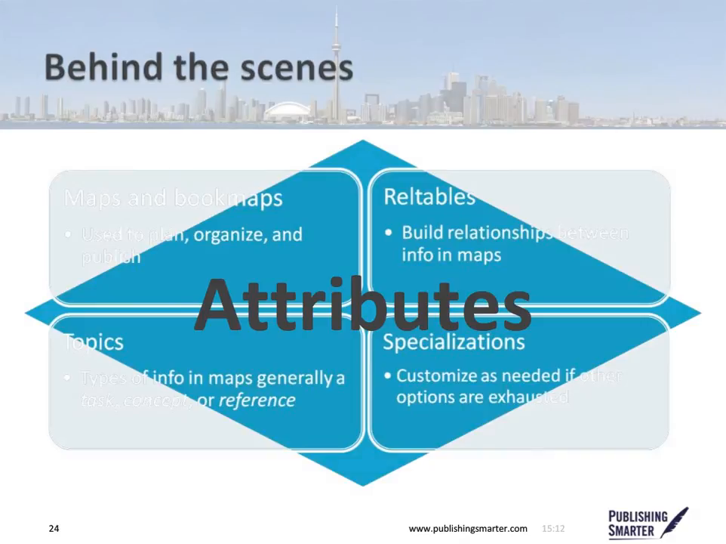Behind the scenes, though, there's something called attributes. So this is behind the idea of a map, a book map, a topic, a Reltable, or a specialization. Attributes are metadata. They're information about the different elements. If you're familiar with HTML, think about something like an image. An image has attributes like the source, the height, the width, and then those have values. Well, in the same way, there's attributes that are used in the DITA world for all kinds of different things.